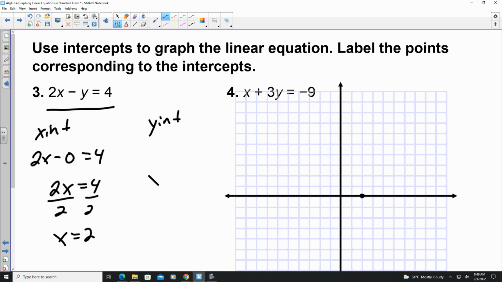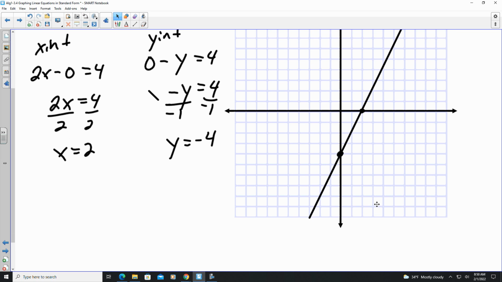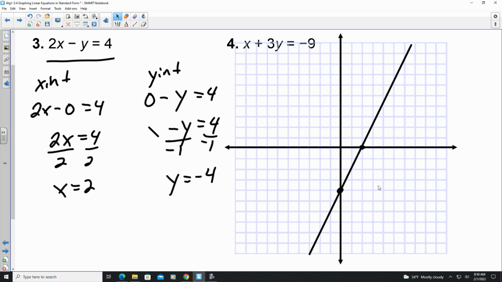Now we have to find the y-intercept. So this is just going to be 0 minus y is equal to 4. Now I have negative y is equal to 4, but I want that to be positive, so I'm going to multiply or divide, whatever you choose. So y will be equal to negative 4. My coordinate is going to be 0 comma negative 4. I got my 2 points. I have all the information I need to make my line, and I just have to make sure it crosses both the y- and x-intercepts correctly, and so that is the graph of 2x minus y is equal to 4.